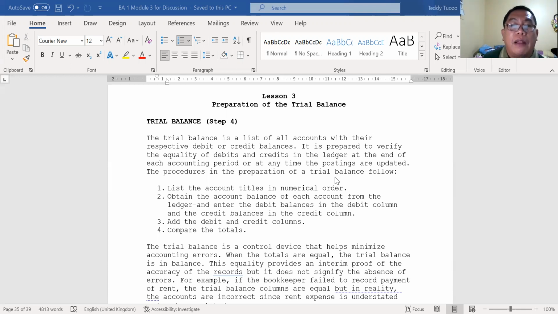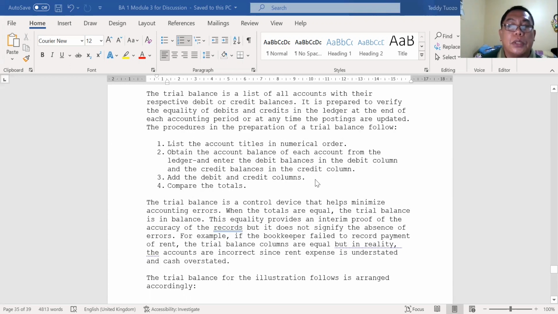So it is prepared to verify the equality of debits and credits in the ledger at the end of each accounting period, or at any time the postings are updated. The procedures in the preparation of a trial balance follow. So list the account titles in numerical order if there is an account code. If wala sa account code, of course, remember that first are the assets, then followed by liabilities, then capital, withdrawals, then income and expense will follow.